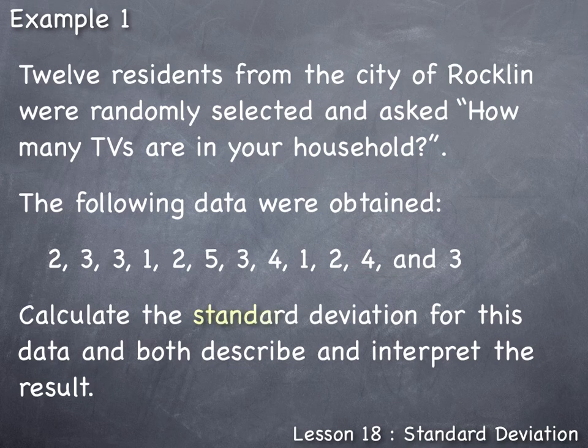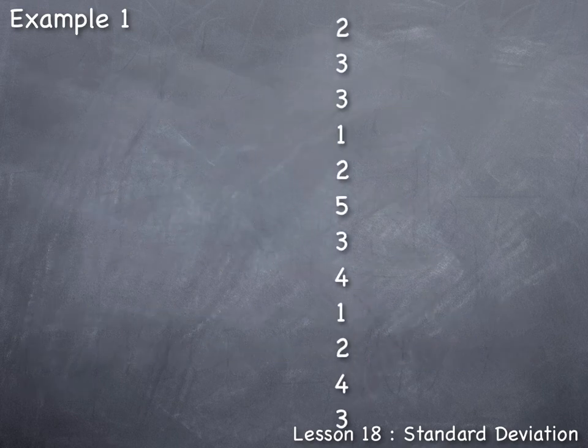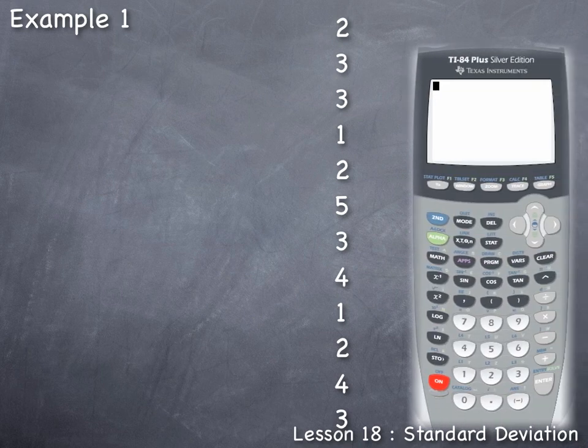Well, in order to calculate the standard deviation for this data, we can use our TI-84 calculator to do that. Once we've done that, we can then use words to both describe and interpret the result. Now, in order for us to use the TI-84 calculator to calculate the standard deviation, we first need to enter all the data into the calculator. So to do this, we must enter the data into a list.